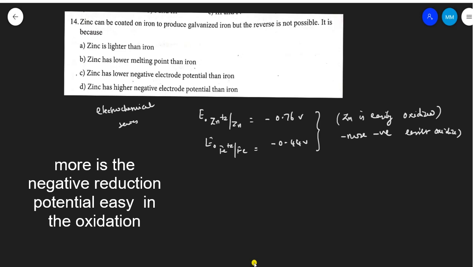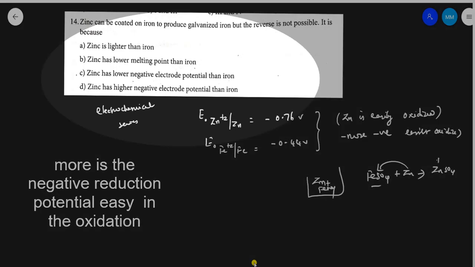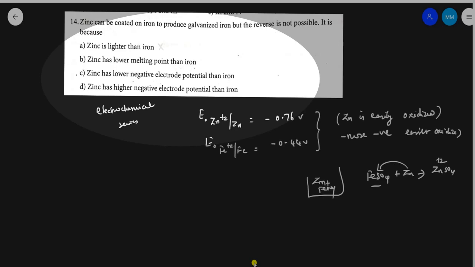Zinc is more electropositive. When zinc and Fe solutions are present, what happens? Zinc is easily oxidized, so the iron is replaced by zinc because zinc is easily oxidized to give the +2 ions. So in short, what you have to remember is: the higher the reduction potential, the more the oxidizing power; the lower it is, the more easily it oxidizes and the more reducing power it has. From that we can answer this question. Here, zinc being lighter than iron is not the answer. Zinc having a lower melting point is not the answer. Zinc has a lower negative electrode potential than iron is wrong. Zinc has a higher negative electrode potential than iron is the correct statement. Your answer is D.